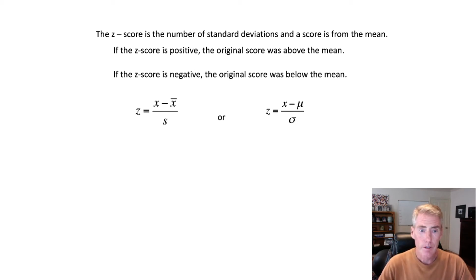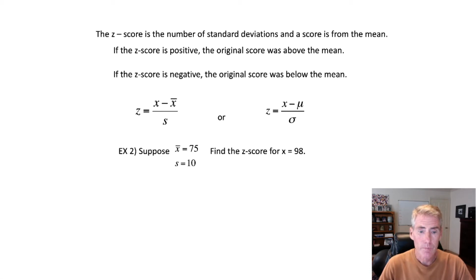So the formula is z equals, you take the score x, subtract the mean, and divide by the standard deviation. Sometimes you're going to have the sample mean and standard deviation, and sometimes the population mean and standard deviation. Either way, the formula is the same: the score minus the mean, divided by the standard deviation.